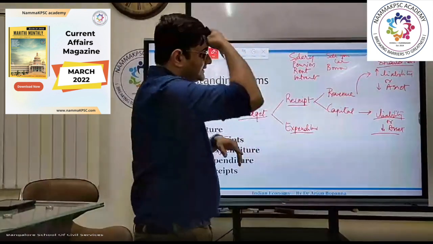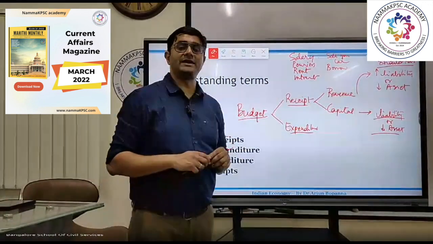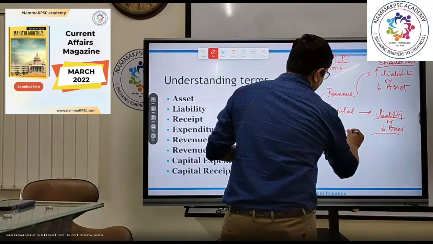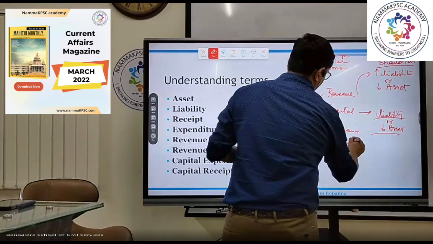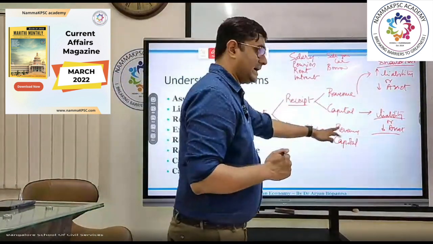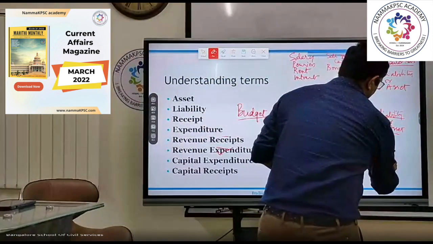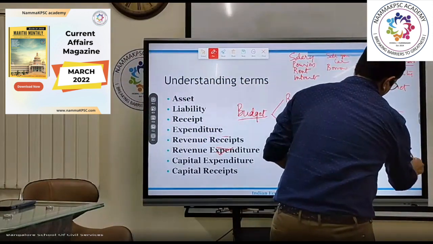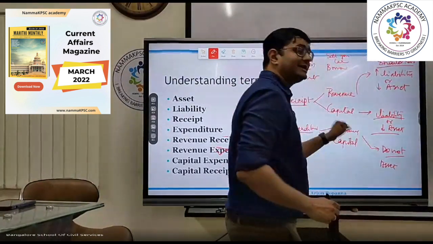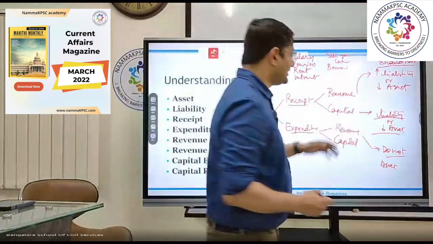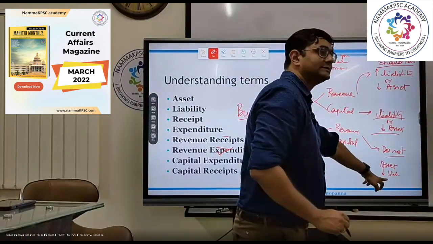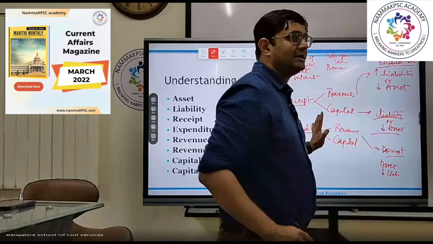I will put the slides, you can write down then. Is that okay? Next is expenditure. Expenditure also can be classified into revenue expenditure and capital expenditure. Same thing with respect to liability and asset. So any money that you spend, if it does not create asset or reduce liability, then it is known as revenue expenditure.